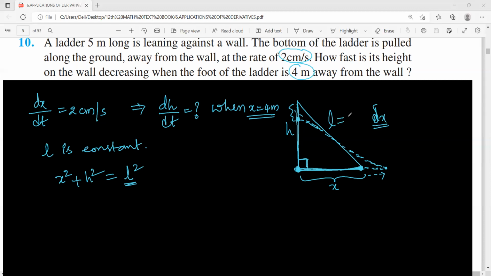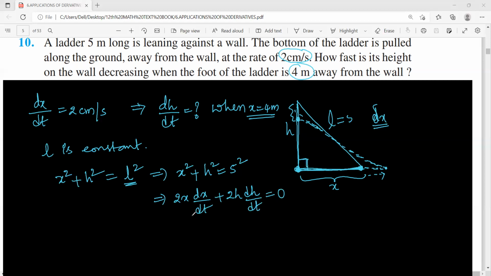This L is given as 5. So therefore, this is the relation: x square plus h square is 5 square. If you differentiate, then 2x dx by dt plus 2h dh by dt equals 0, since 25 is a constant. What we want is 2h dh by dt equals minus 2x dx by dt.